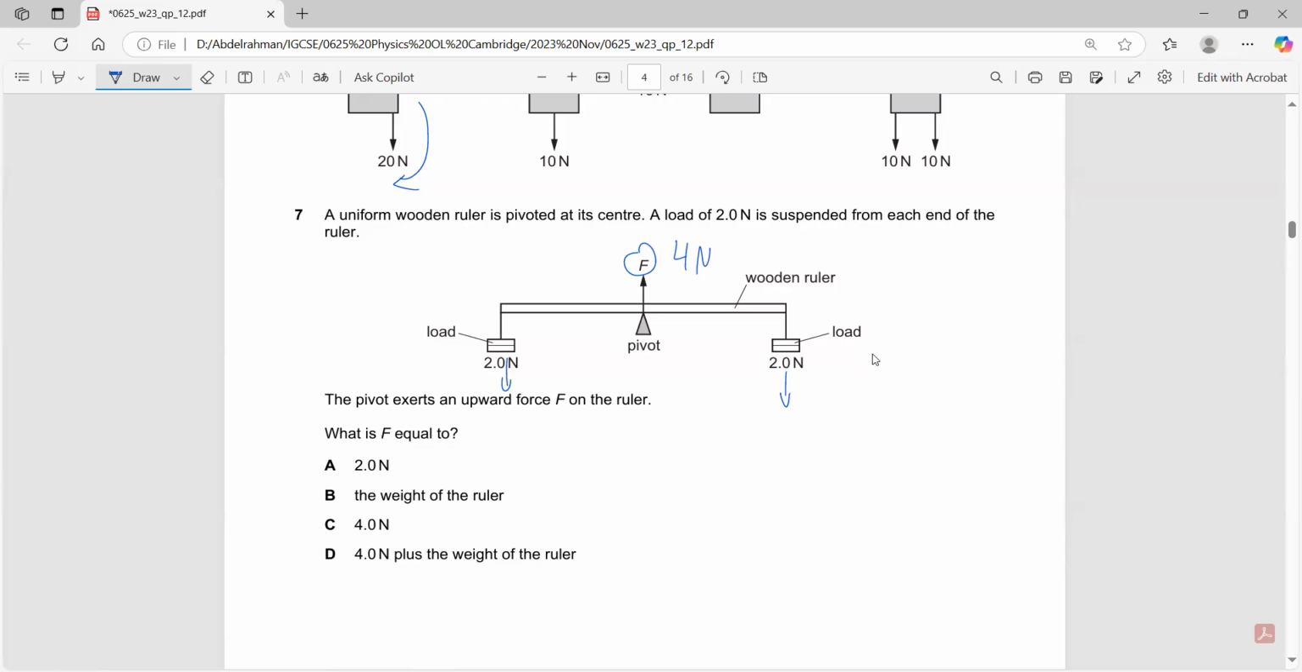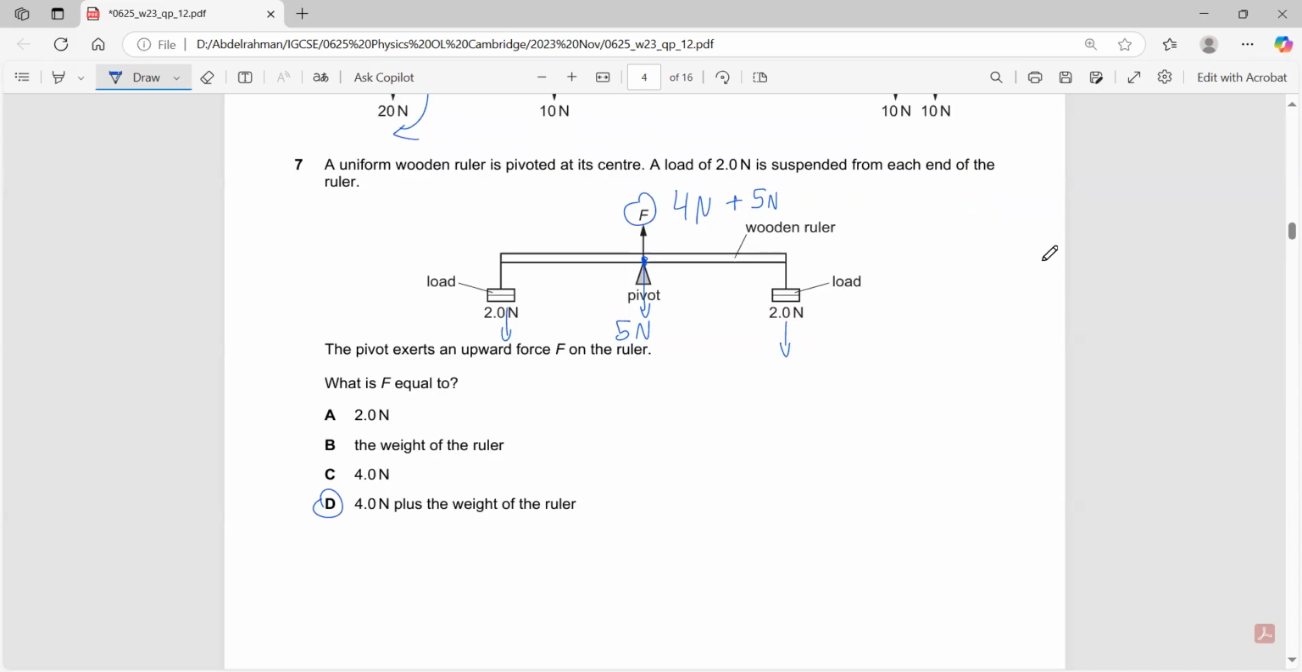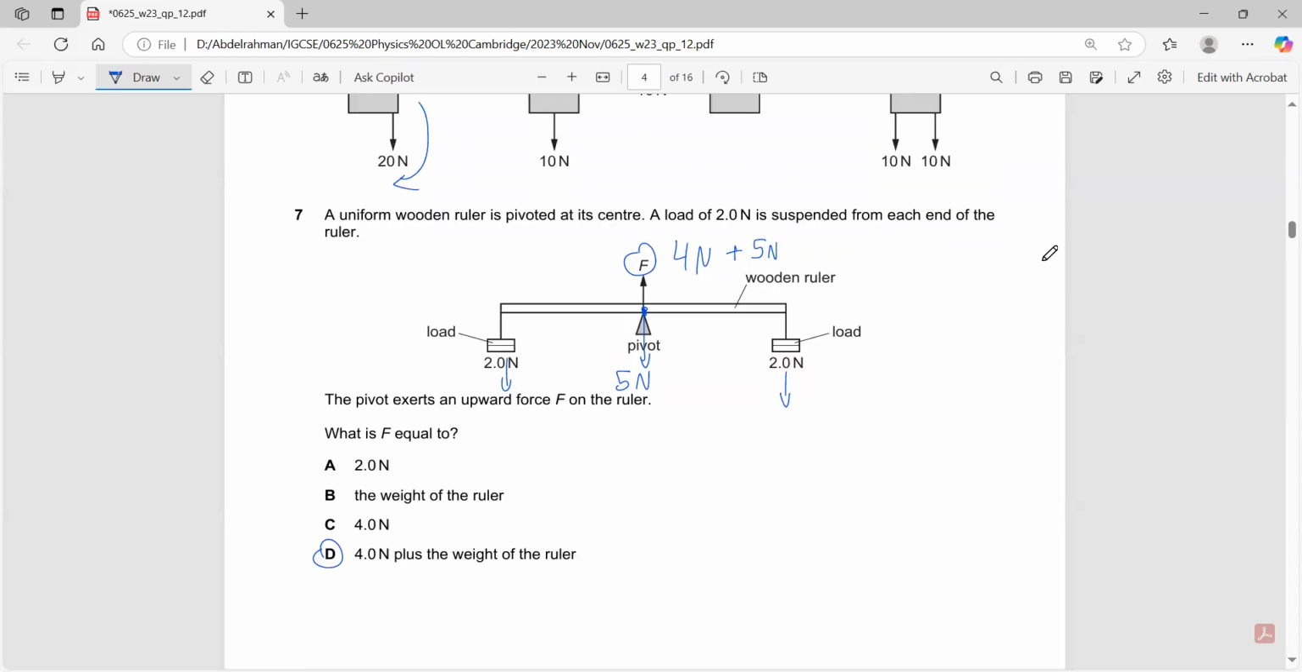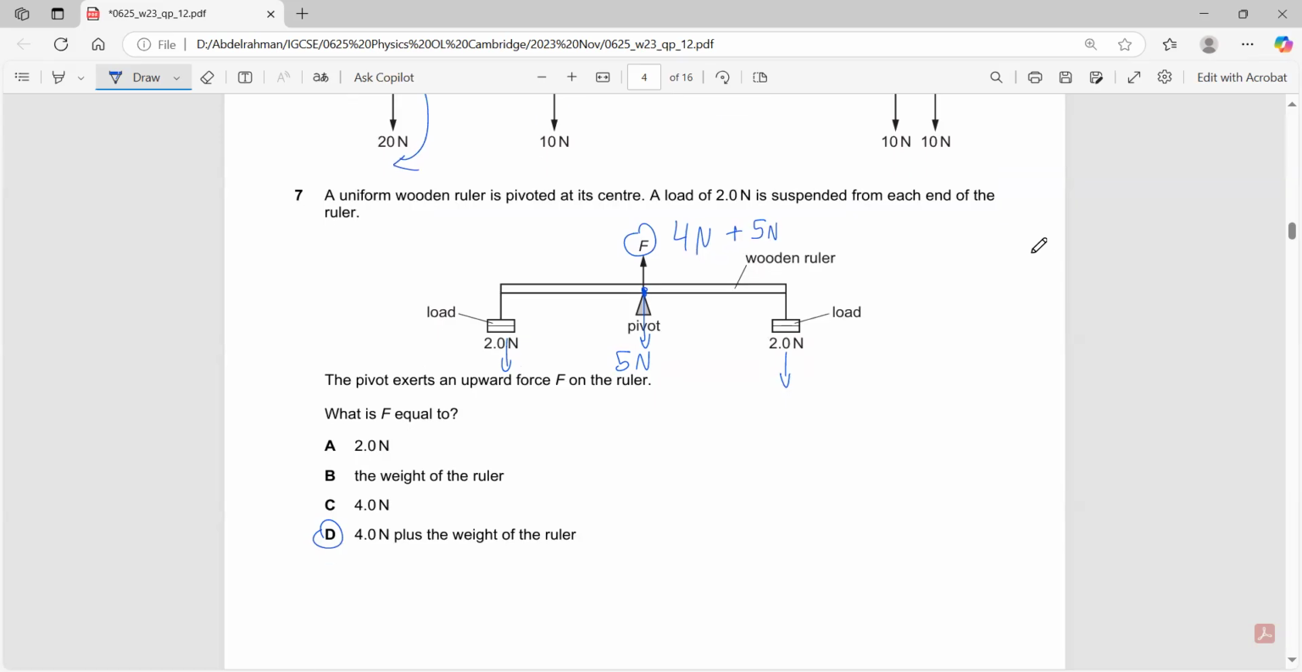But should you include the weight of the ruler or not? Yes, you should include the weight of the ruler. Why? Because there's a weight of the ruler which is acting somewhere here. For example, let's say that the weight of the ruler is 5 newtons. So the total downward force is 4 plus 5, so the total upward force should be 4 plus 5. You have to include the weight of the ruler in the force equation. Even though it does not cause a moment, it still is included in the force equation.